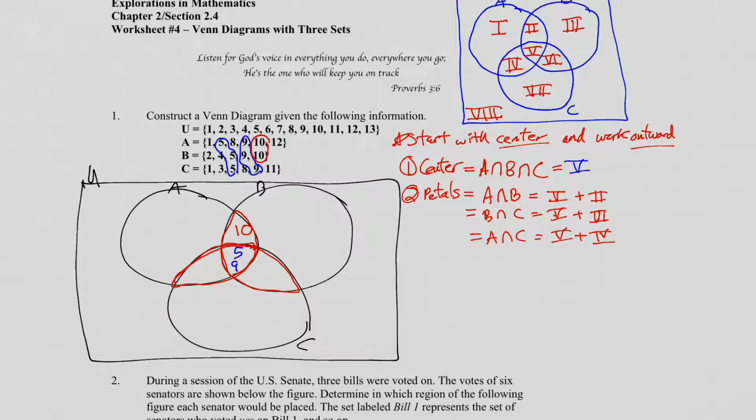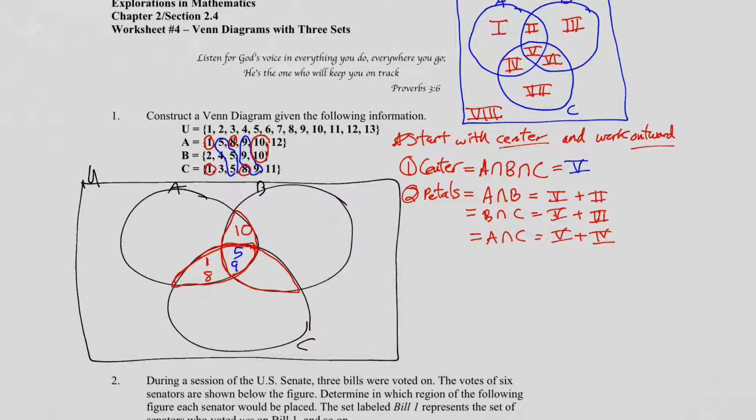Let's go to the intersection of A and C. That's the left petal. As you can see from the list, A and C have a 1 also in common, and an 8. So those two sets have 4 numbers in common: the 5 and the 9 that we already have written, plus the 1 and the 8, which they also have in common, only between A and C. All right. So again, we started with the center, working our way outward.